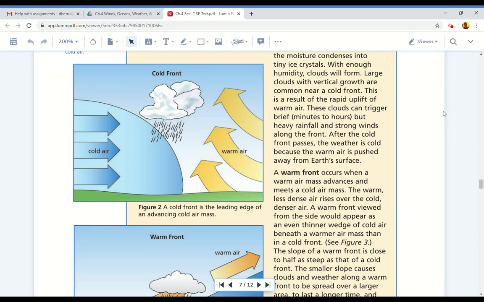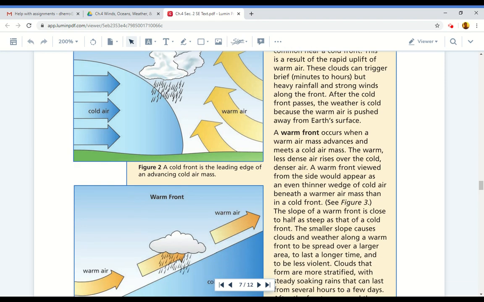Large clouds with vertical growth are common near a cold front. This is a result of the rapid uplift of warm air. These clouds can trigger brief, minutes to hours, but heavy rainfall and strong winds along the front. After the cold front passes, the weather is cold because the warm air is pushed away from the Earth's surface.